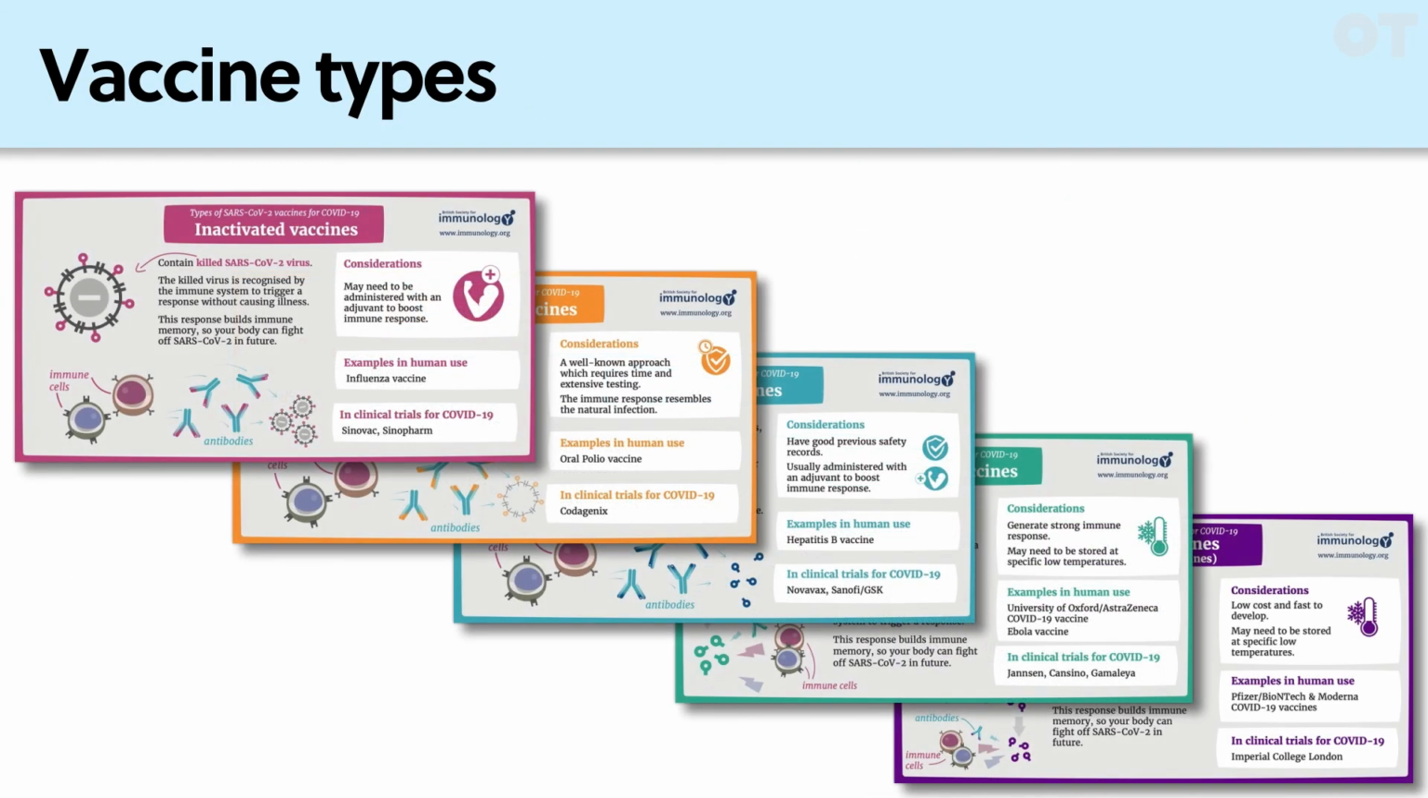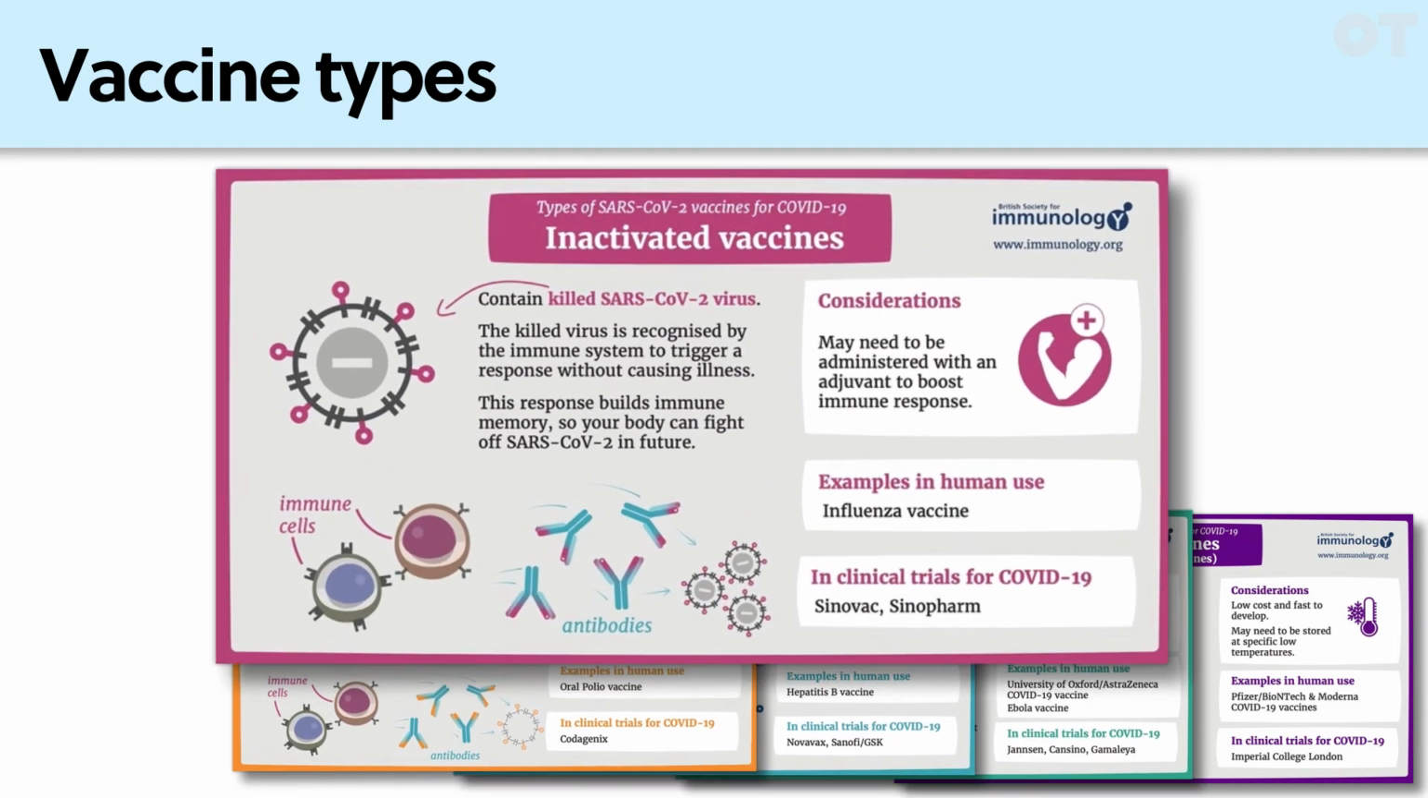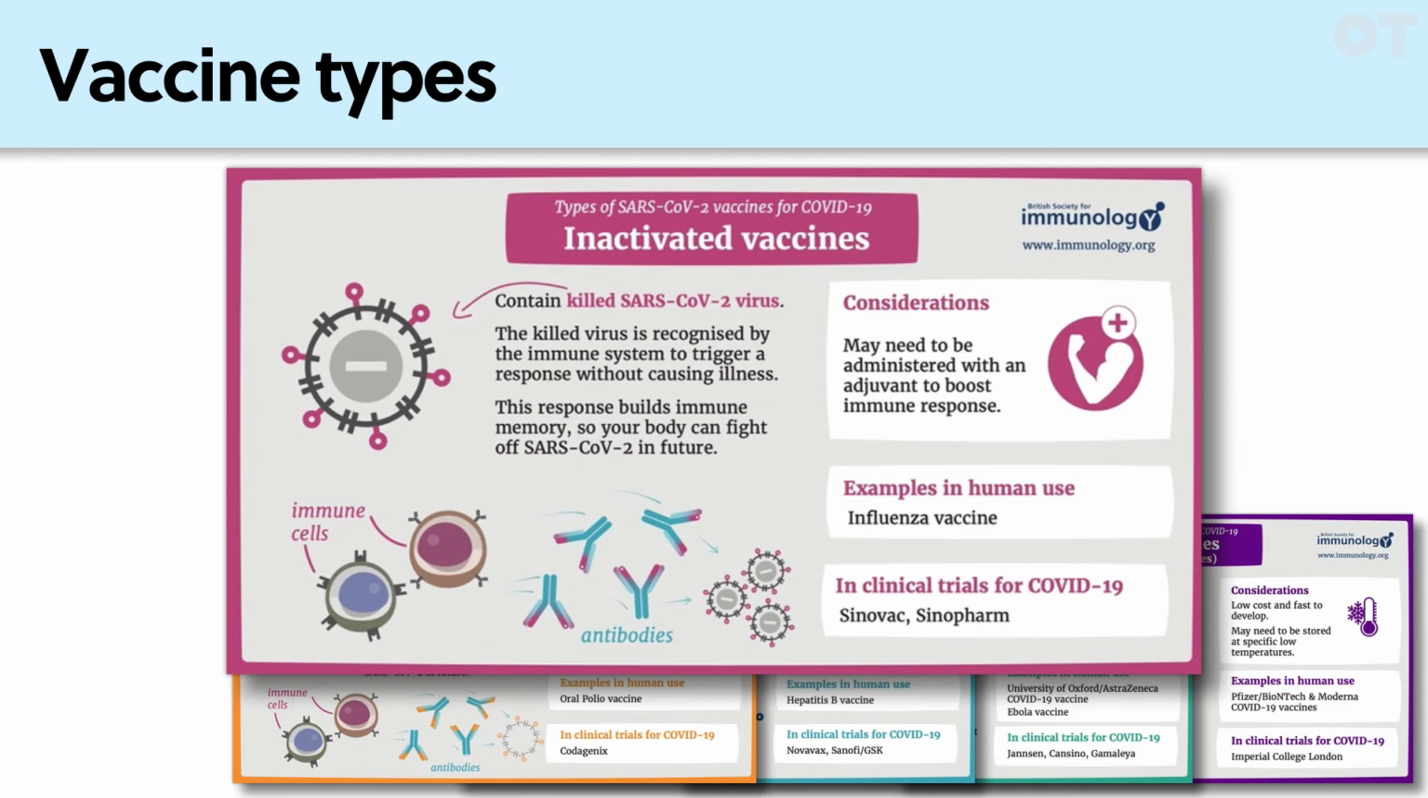The British Society for Immunology has produced some very handy guides to different types of vaccines that are out there. And I think it's worth taking a look at those different types, just to explain how they vary. So the first one is inactivated viruses. And in this case, you've got a killed virus, or in this case, it could be SARS-CoV-2, but it could be any virus within reason. And that killed virus is recognized by the immune system and triggers an immune response. And that response builds immunity so that our bodies can fight off the disease if we then encounter it.